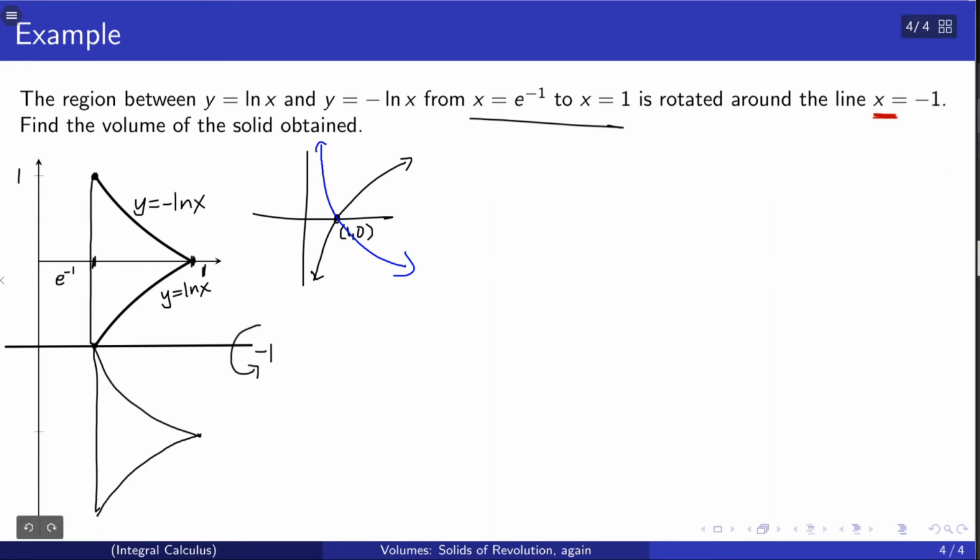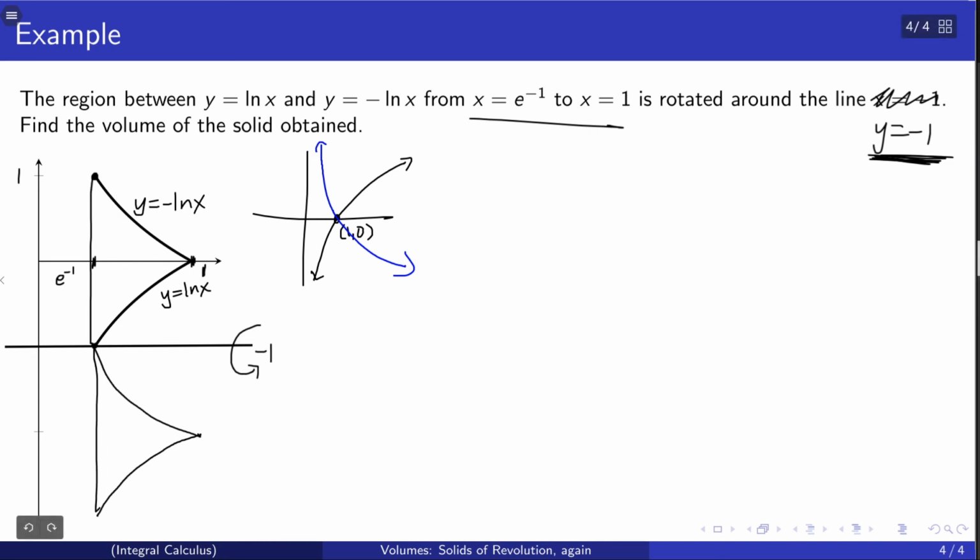Oh, sorry. Okay, so this is a typo here. This should be y equals -1, right? Clearly, this is y equals -1. It's a horizontal line. So that's what I meant to ask. So we're rotating about this horizontal line, y equals -1.